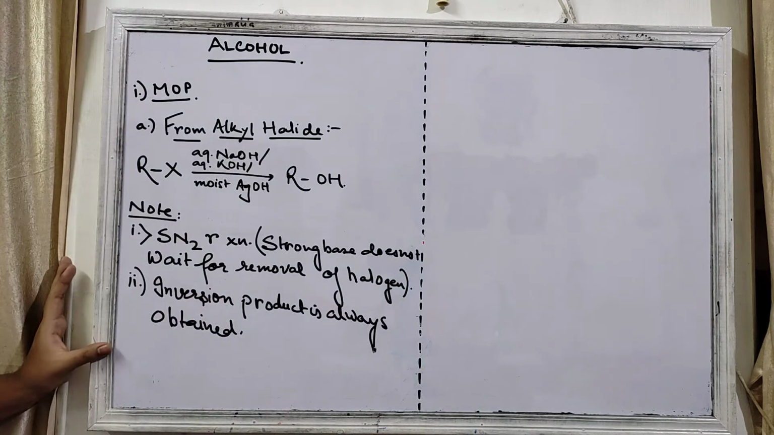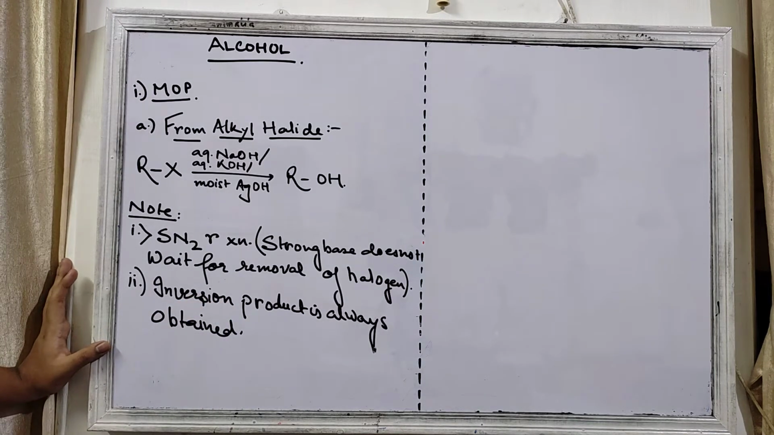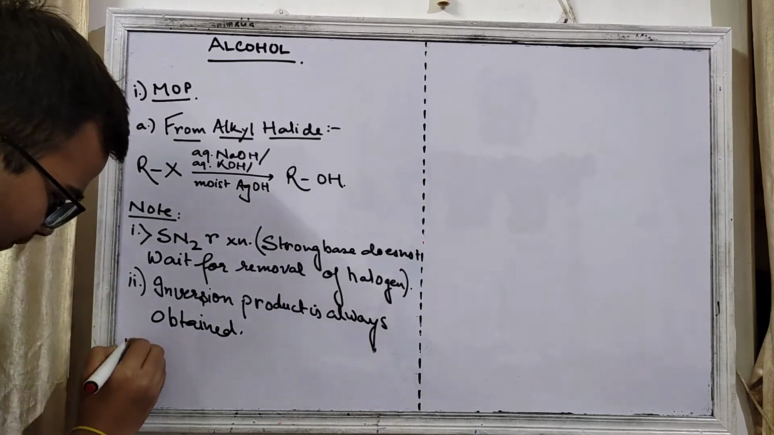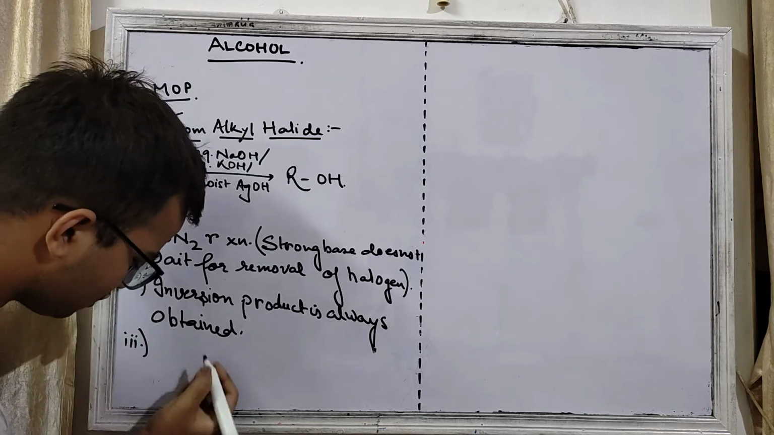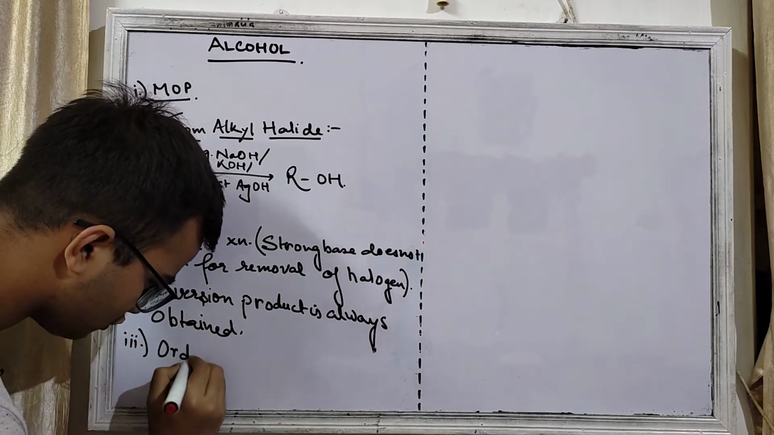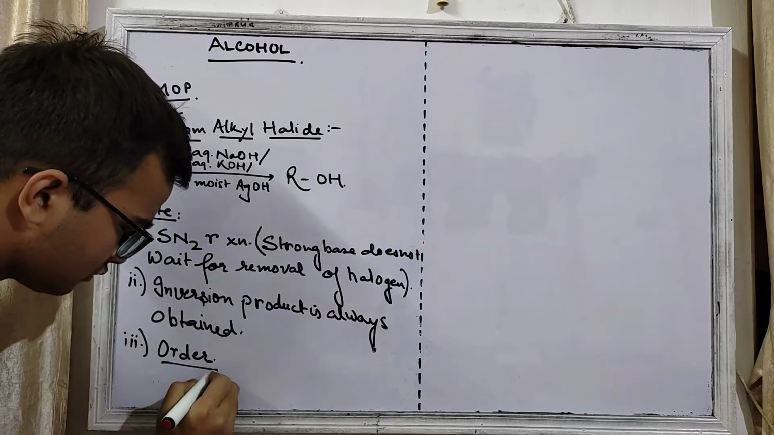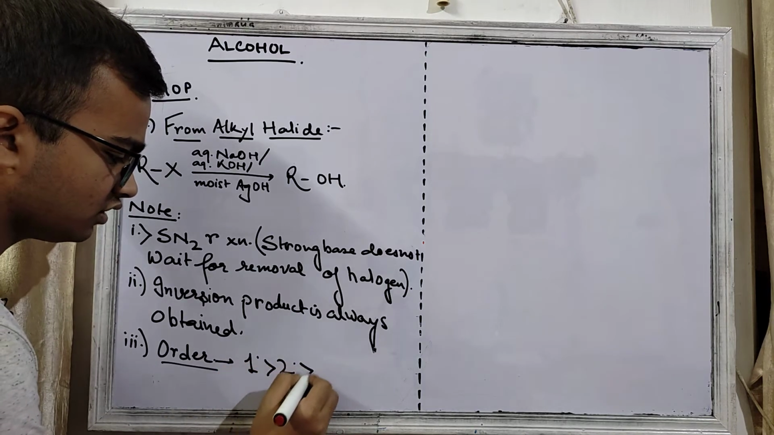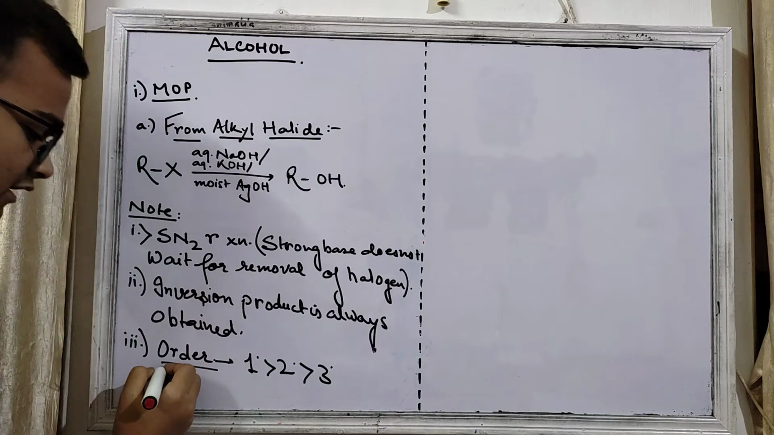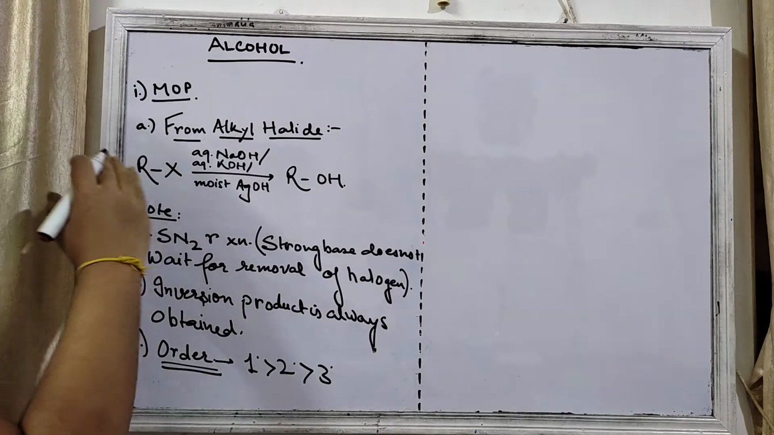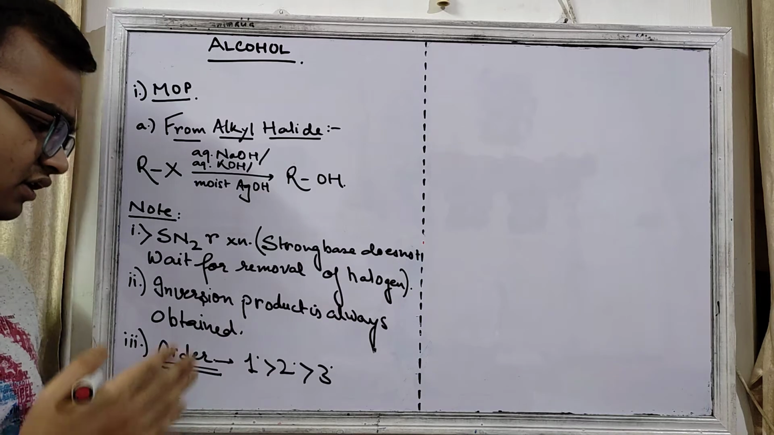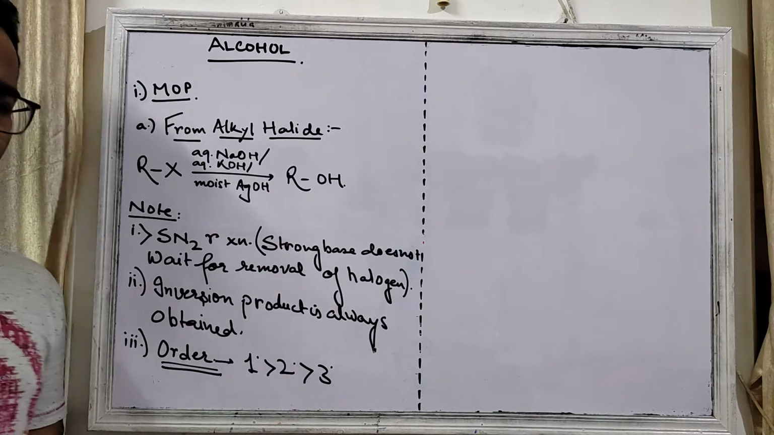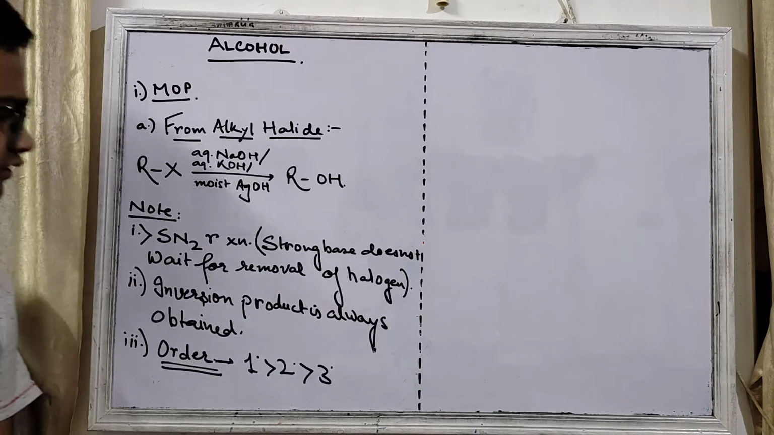Clear? Now another point of the SN2 reaction: it occurs in an order of reactivity, which is a property of the SN2 reaction. It occurs most in 1 degree, less in 2 degree and 3 degree. That means in 1 degree alkyl halides the reaction is more preferable. In 2 degree and 3 degree, the preferability of the reaction decreases as we go from 2 to 3. So this was a few notes.